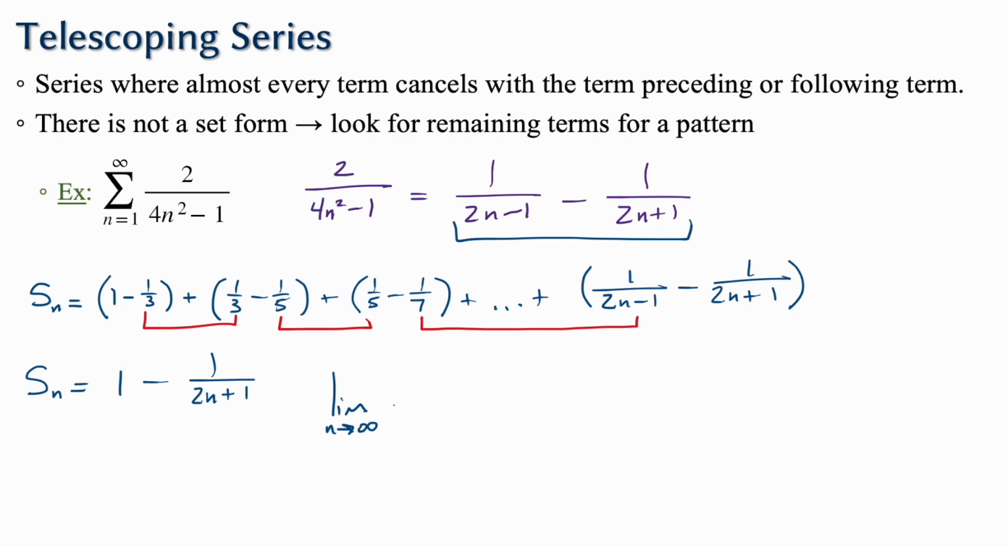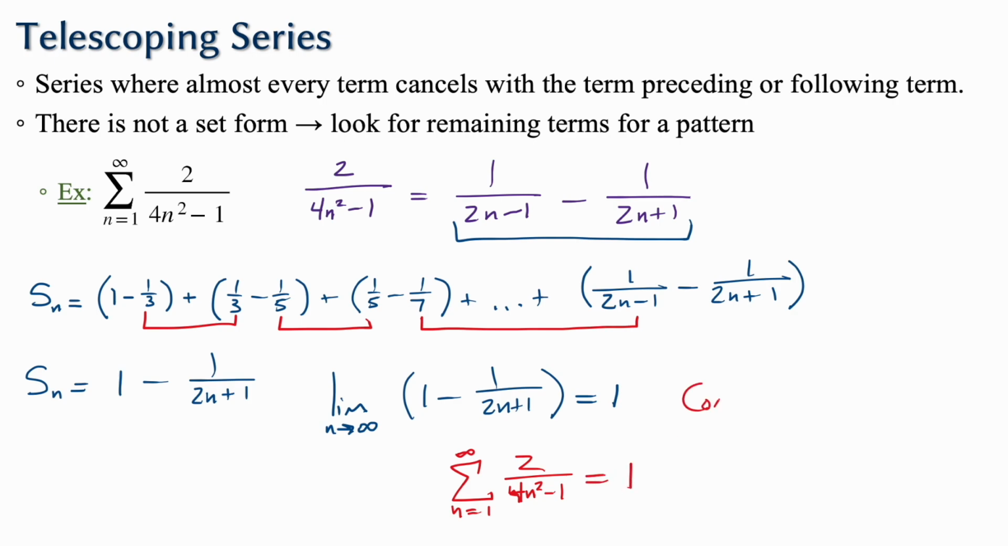So in this case, if we do the limit, that means we're doing the limit as n approaches infinity of 1 minus 1 over 2n plus 1. And clearly, as n becomes infinitely big, the second term just goes to 0, and this goes to 1. And because the limit exists, that tells me the sum is going to 1, and therefore, more importantly, our conclusion is that this infinite series, the sum from n going from 1 to infinity of 2 over 4n squared minus 1, equals 1, and more importantly, converges.